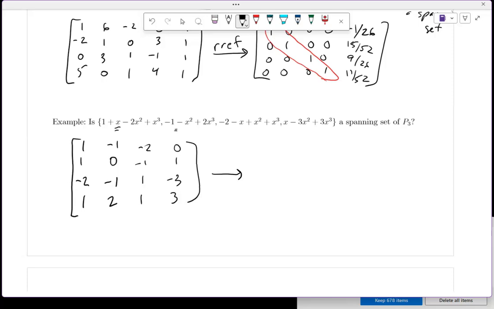Again, just by looking, can it be a spanning set? Yes. Is it guaranteed to be a spanning set? No. You actually have to do the row reduction on this one. But again, for the love of all that is holy, please use your calculator. You'll be taking forever to try to row reduce these by hand.